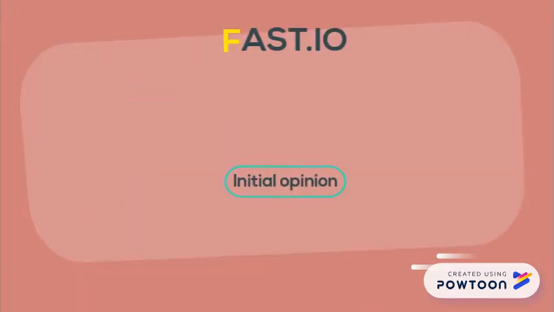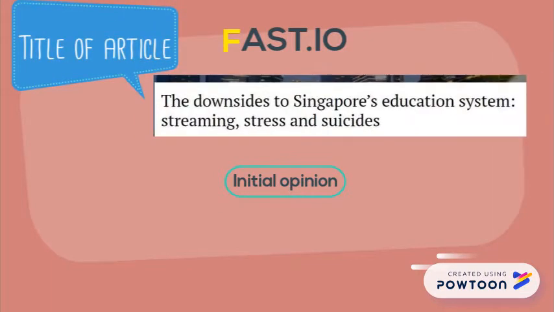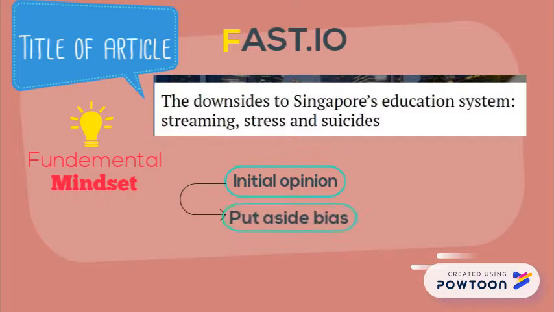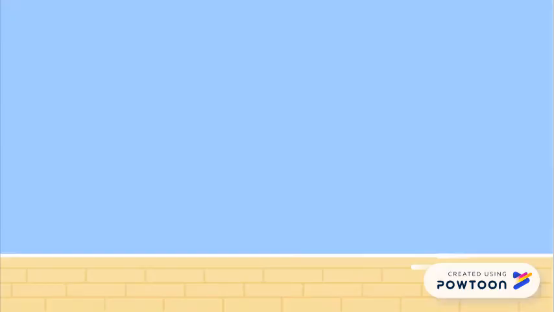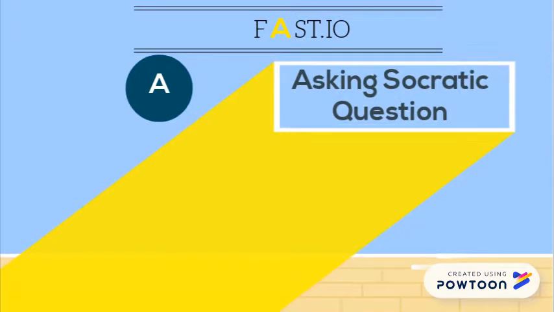Sometimes we may form initial opinions just by reading the title of an article. So one must adopt an open mind and temporarily put aside our bias. It is also important to be well informed by researching on related background to better understand the context of the article. Let's continue with asking Socratic question.